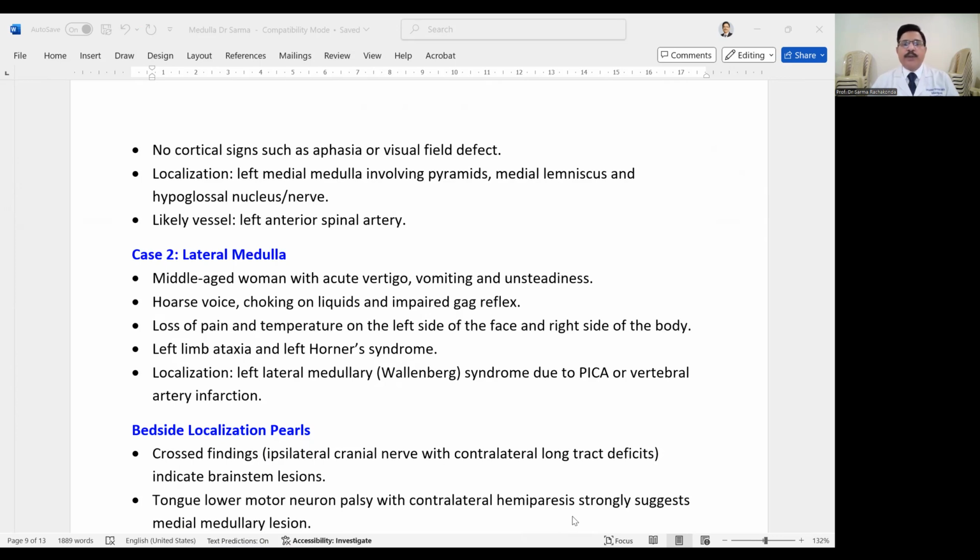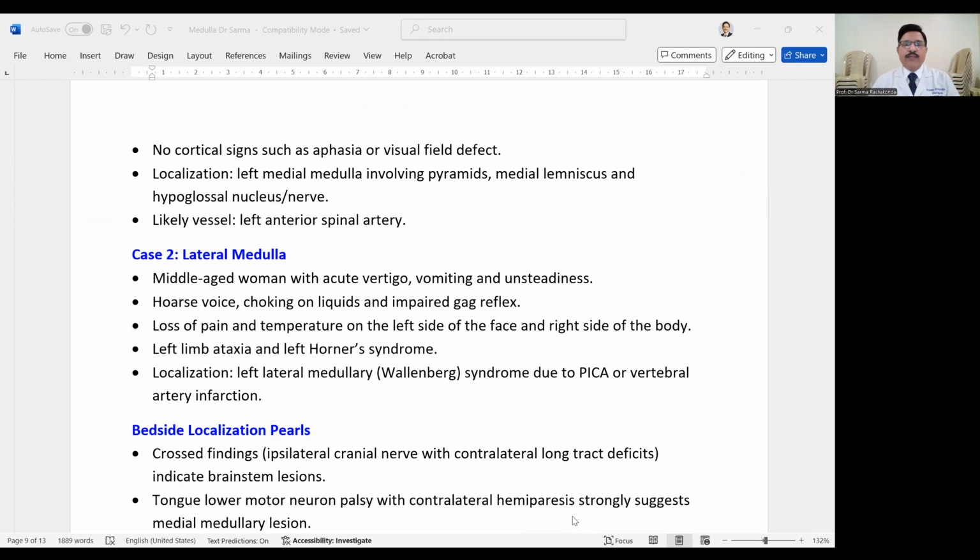Loss of pain and temperature on the left side of the face because of the trigeminal nucleus and tract. Okay? Right side of the body, loss of pain and temperature because of the spinothalamic tract. Limb ataxia and left Horner's because of the cerebellar peduncle and the sympathetic outflow.